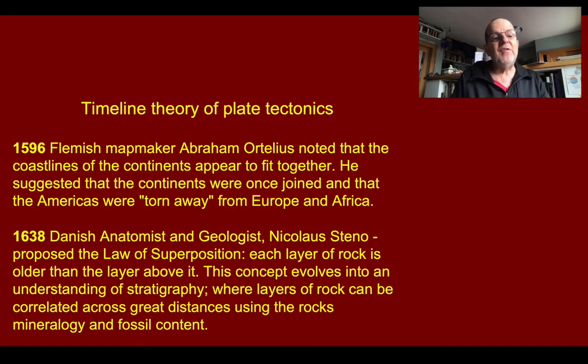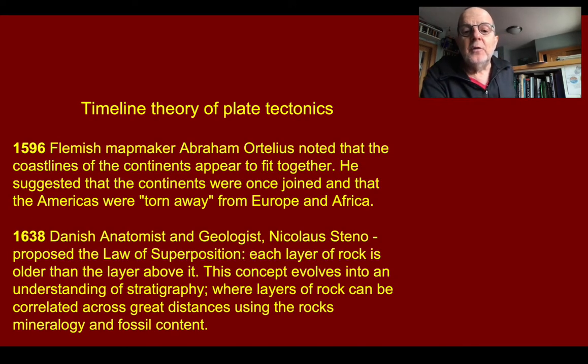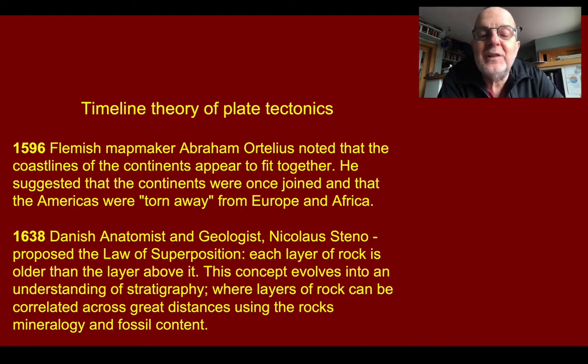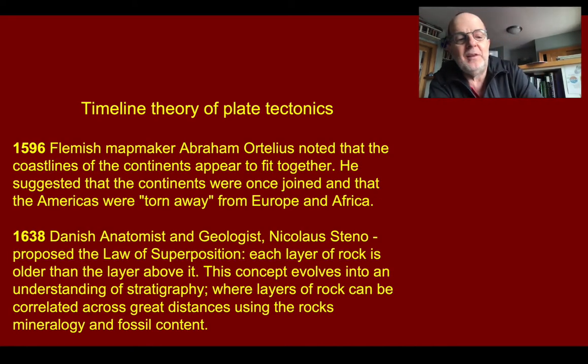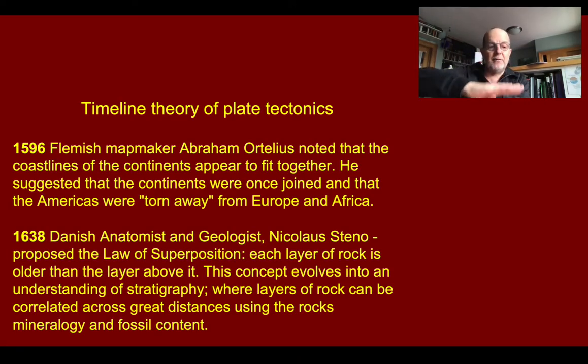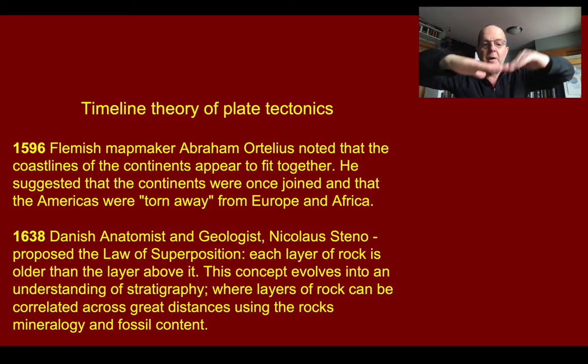So back in 1596, there's a Flemish mapmaker, Abraham Ortelius, who notes that the coastline of the continents appeared to fit together. He suggested that the continents were once joined and that the Americas were torn away from Europe and Africa. Then, 40 years later, Danish anatomist and geologist Nicholas Steno, who spent most of his life, I think, down in Rome, proposed the law of superposition. Each layer of rock is older than the one above it.